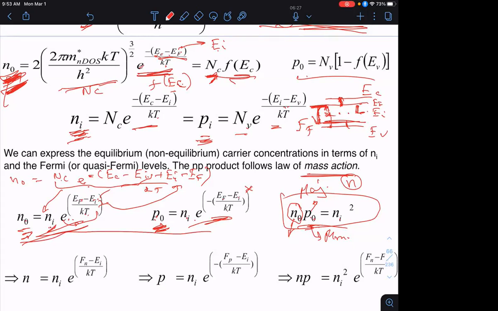Okay. Now, one final teaser, if you will, well, two final teasers. This effective mass that I'm showing over here for the conduction band, or similarly for the valence band, I'm denoting as m star density of states.